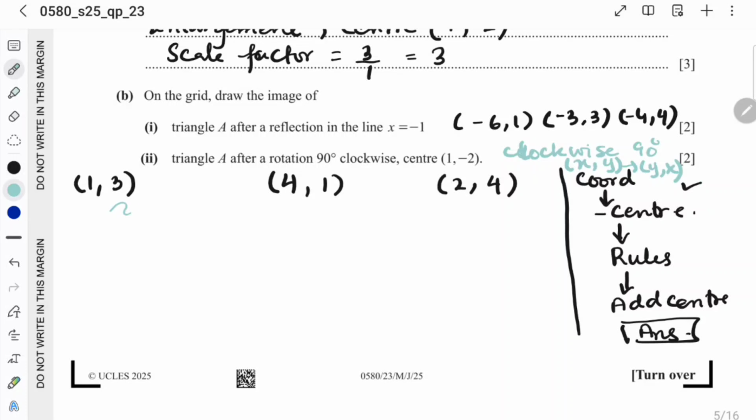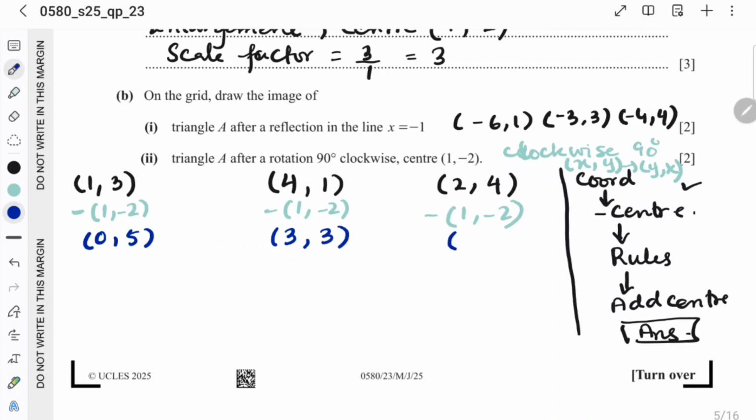Now we are going to subtract the center. Your center is (1, -2). Okay, all right, now we are subtracting. 1 minus 1 will become 0, and 3 plus 2, minus into minus is plus, so 2, which will become 5. Now here 4 minus 1 will become 3, and 1 plus 2 is 3. And then 2 minus 1 is 1, and 4 plus 2 is 6.